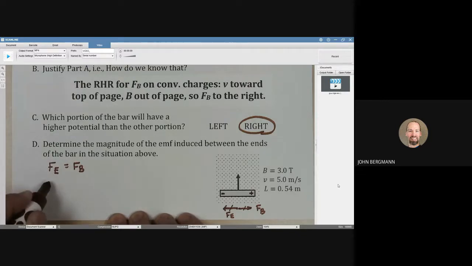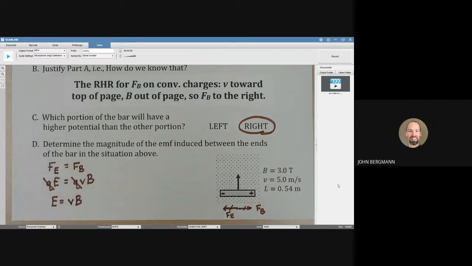What's the magnitude of an electric force? It's equal to Q times E. What's the magnitude of a magnetic force? If everything's at right angles, it's Q times V times B. The Q's cancel, which means that the strength of the electric field that we've generated is equal to V times B. But that's not the question. The question is, what's the EMF?